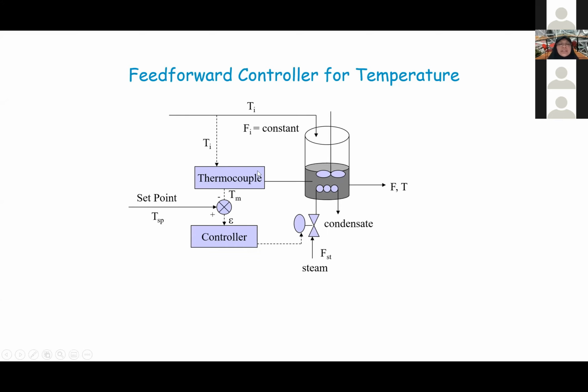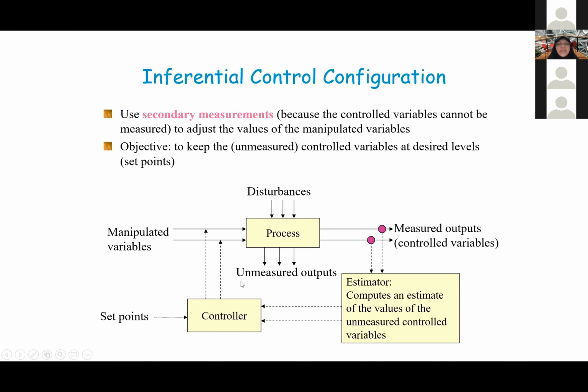So you said this just now, measure TI and manipulate the FST. This is FI is constant. You can also measure FI and TI if FI is not constant. So measure FI and TI and then put it into the feed-forward controller. Now, inferential control if something cannot be measured directly. In the case of the heated tank system, nothing is mysterious.